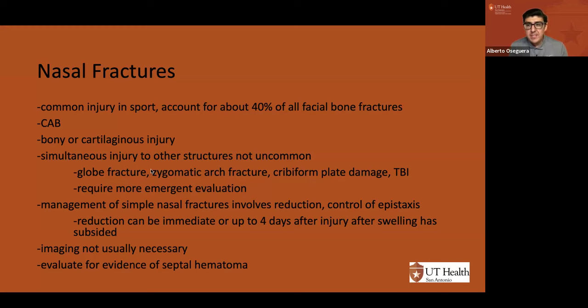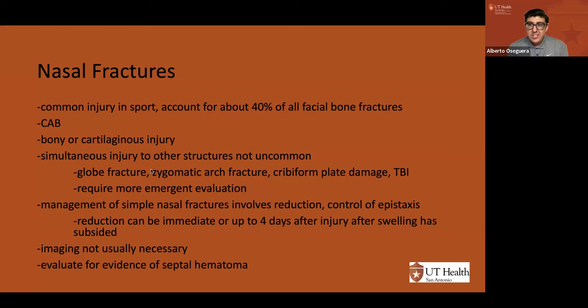The management usually involves simple reduction and control of any sort of bleeding that'll happen. If you feel comfortable reducing them and you've kind of ruled out secondary, more aggressive issues, then you can try to reduce it immediately. But if you just don't feel comfortable, just know that it can be reduced after a couple days. Usually that's sometimes what people do once the swelling has gone down. Reevaluate in like 3 or 4 days and try to reduce.